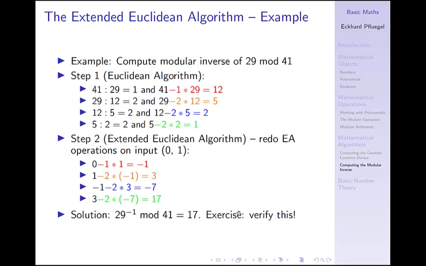So look at this example then. The task would be to compute the modular inverse of 29 modulo 41. So as step 1, we're going to do the Euclidean algorithm as we have introduced already. So let's just go through this again carefully. You're going to order your input by having the bigger number first, 41, and then you need to divide by 29. The quotient is 1, and the remainder of that division turns out to be 12.